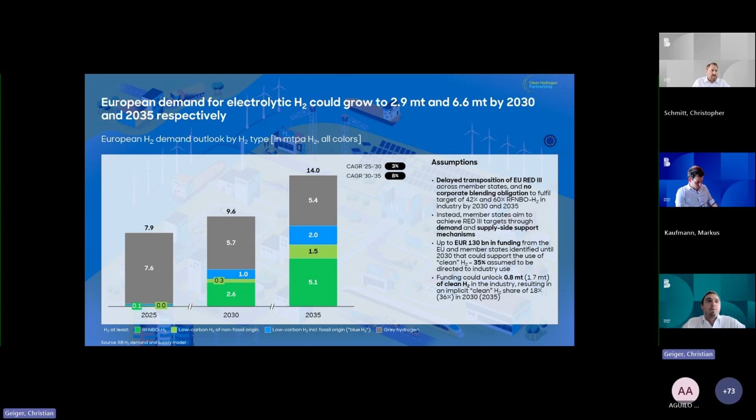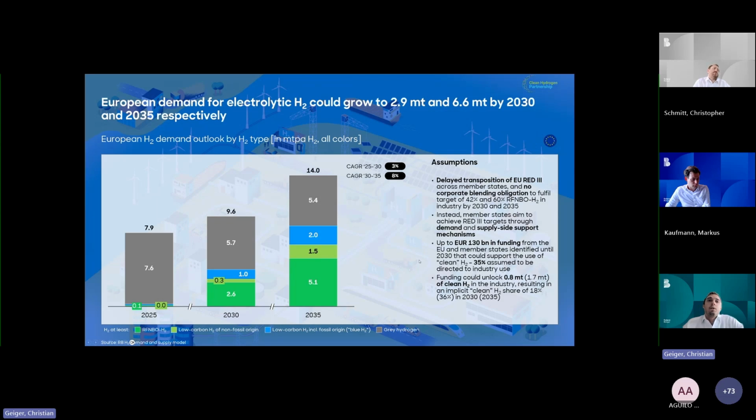As for the gray hydrogen part, which constitutes roughly 7.6 million tons as of today, we do expect these volumes to decrease gradually down to 5.4 million tons in 2035. So we can actually see an increase in the volumes driven by new green H2 volumes, but also a substitution of today's gray volumes with low carbon H2 volumes.